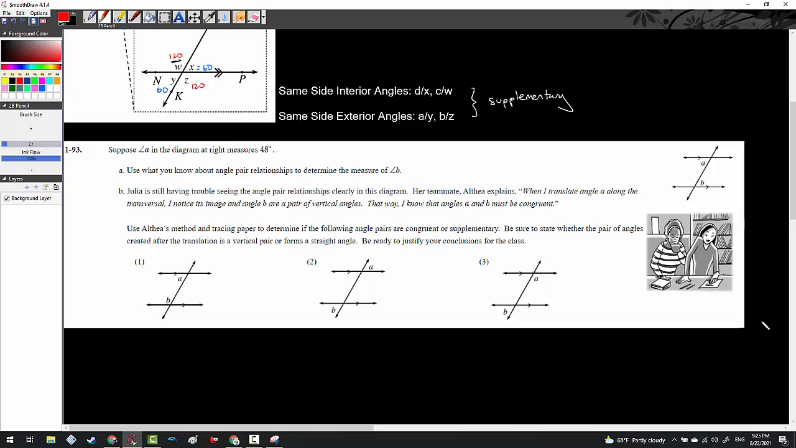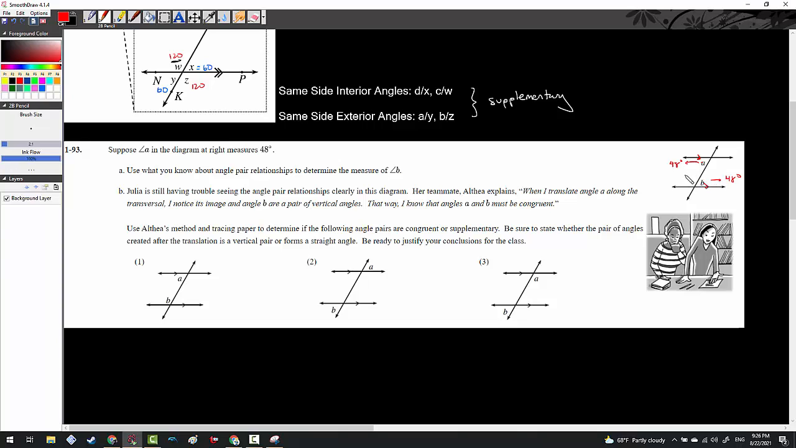And here we are with 1-93. So it says, suppose angle A in the diagram at the right measures 48 degrees. So that's going to be this angle right here being 48 degrees. Now again, notice that the arrows are on the lines, meaning that the lines are parallel. And it says, use the angle pair relationships to solve for angle B. Well, you could use the corresponding relationship, or you could go back to the notes from right above and notice that A and B are alternate interior angles, in which case this guy's got to be 48 degrees as well.